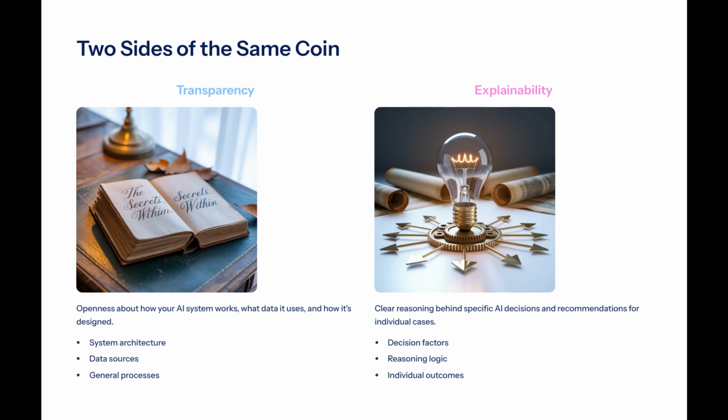For example, if a chatbot recommends a product, transparency is being clear about what the system is designed to do. Explainability is telling the customer, "I suggested this because you purchased similar items before." If you have one without the other, you're still missing half the picture.